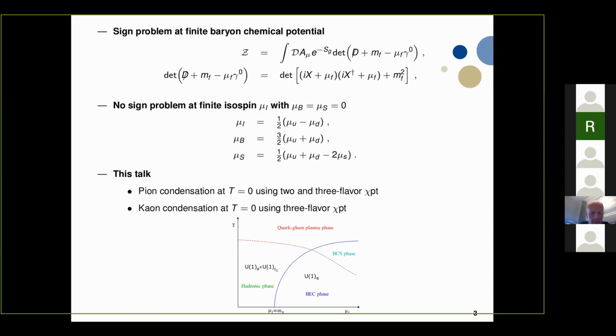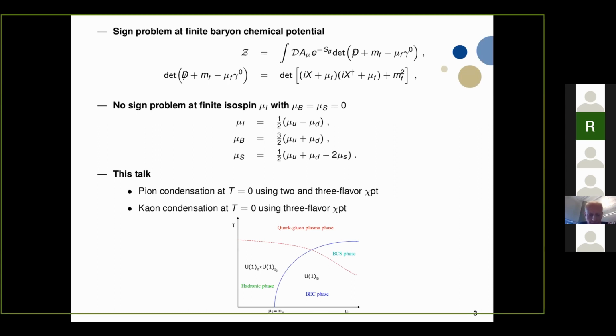Namely, I'm going to look at pion condensation for two- and three-flavor chiral perturbation theory. I'm briefly going to mention kaon condensation also at T equals 0, and of course I have to use three-flavor QCD. I'm not going to talk about finite temperature. I understand that will be covered in other talks later in the session.